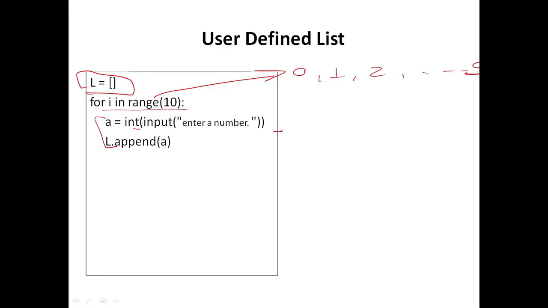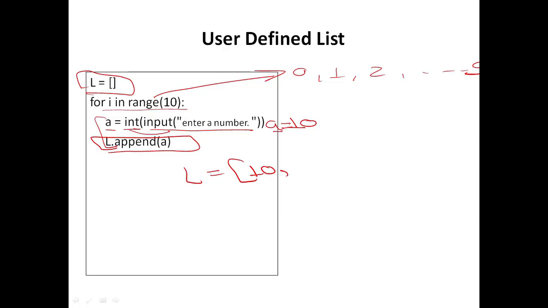For the first time it will ask for a value from the user, and then it typecasts this value into a string, and this is assigned to variable a. So first time suppose the user enters the value of a as 10, so the value of a becomes 10. What does this line do? It appends the variable a to the end of the list. So L.append will append the first element into the list, that is the 10.